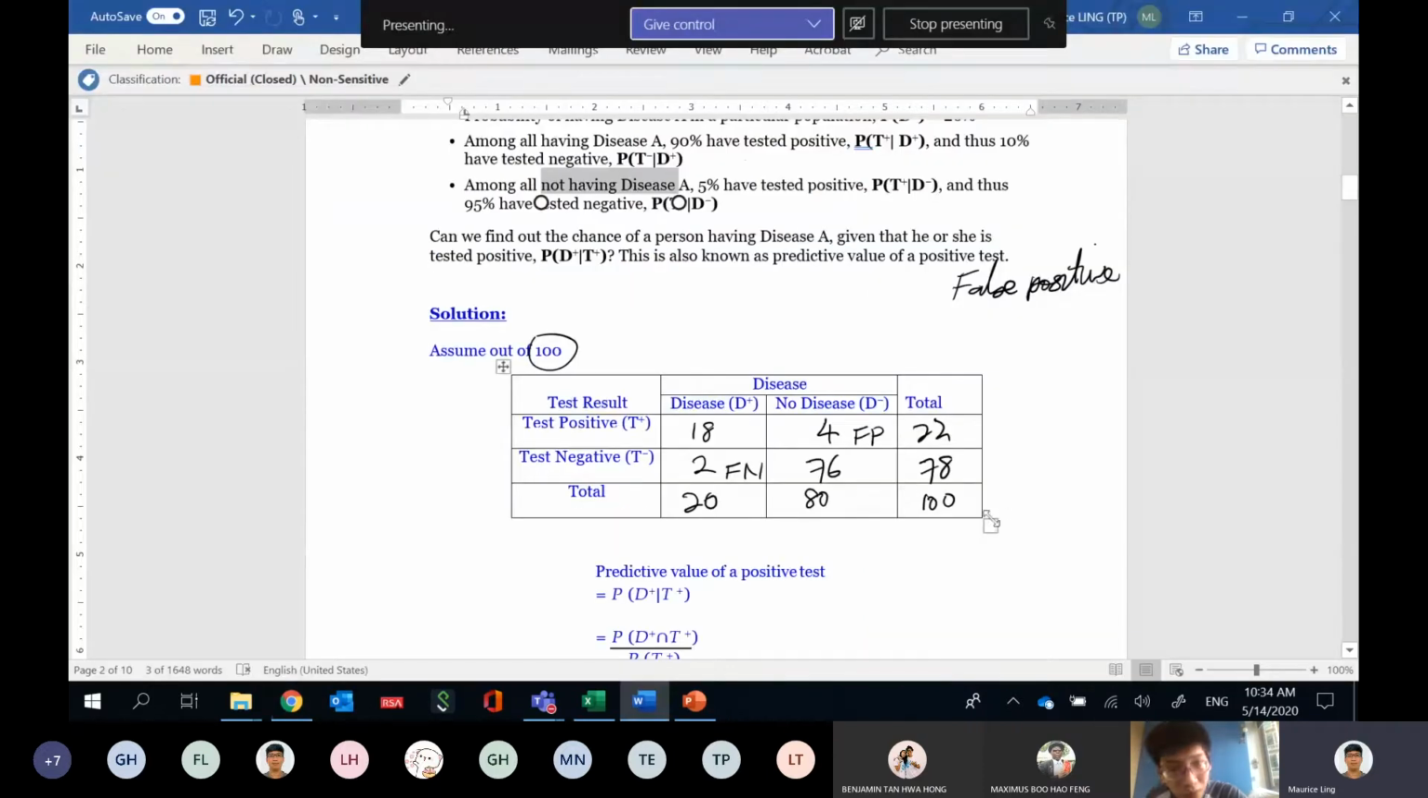All right. So using this as a whole, how do we find the predictive value of a positive test? That means what is the probability that the person has the disease if it's tested positive? So this is the probability of a person having the disease given that the test is positive.